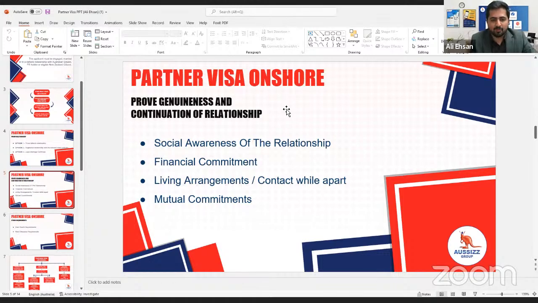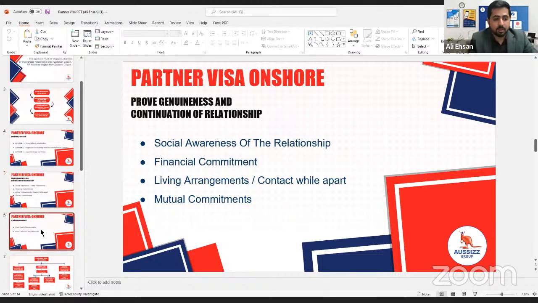Then you also have to prove that you are mutually committed to each other. To prove mutual commitment, one is that, of course, you are in a de facto relationship or married. Then you provide your photos and your statements, which are very important, where you explain how your relationship developed. It can be in the form of a declaration, but you have to prove that you are committed to each other and have a long-term commitment, in which you tell about your relationship goals, where you want to be, and how you see yourselves as a couple.